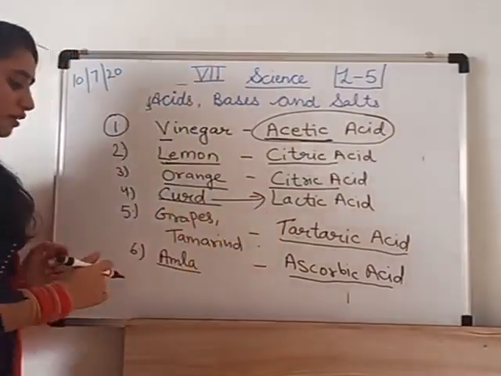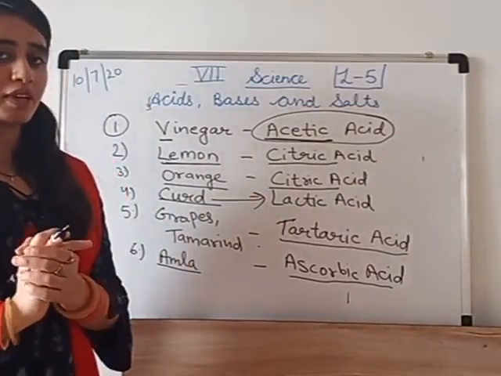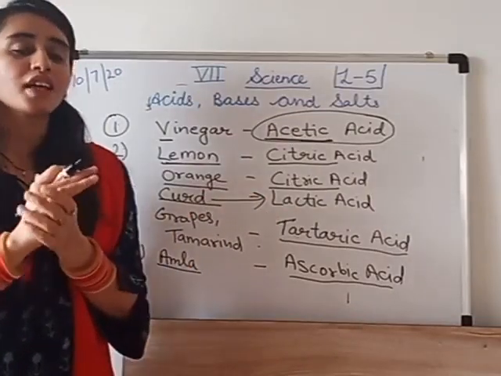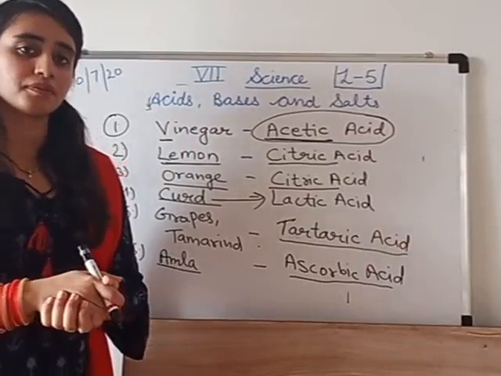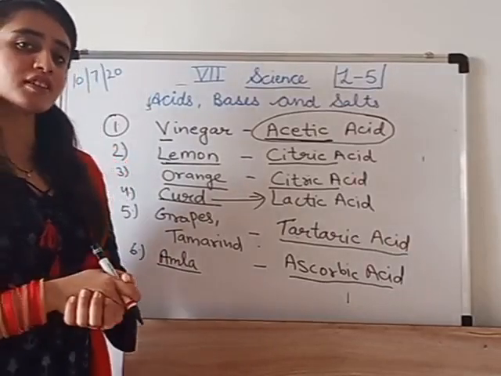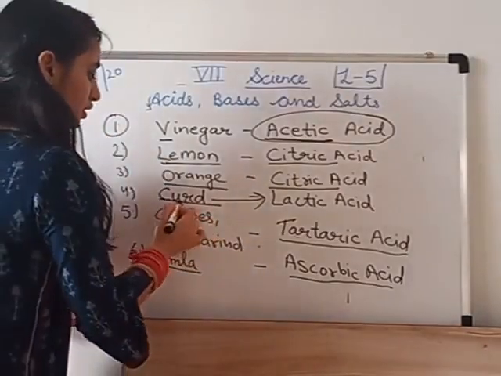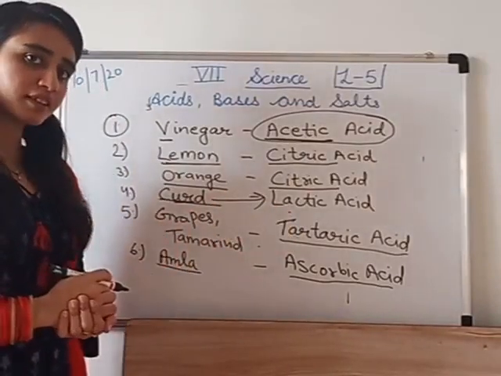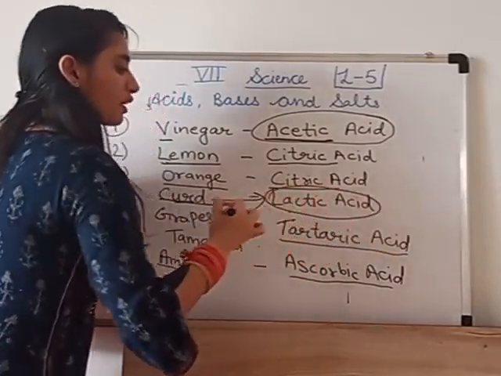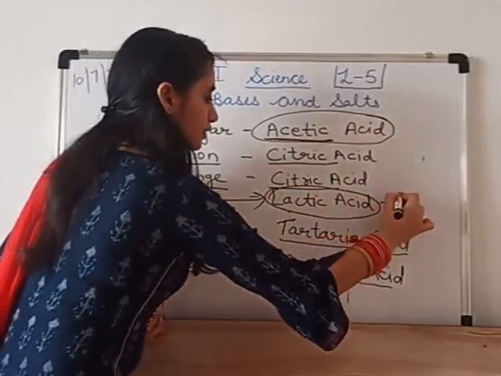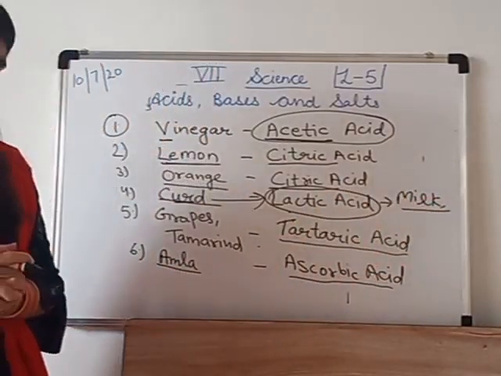Okay. And in milk and dairy products, tell me which type of acid is present in milk and dairy products. So, which type of acid? Think about it. See, in curd, which type of acid? Lactic acid. So, in milk and other dairy products also, lactic acid is present.